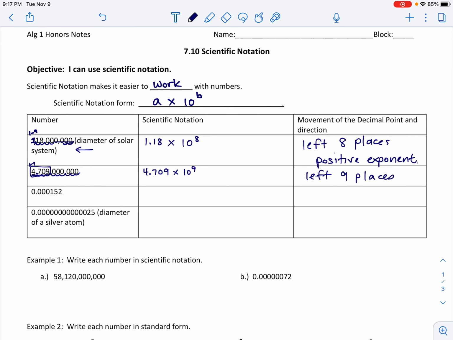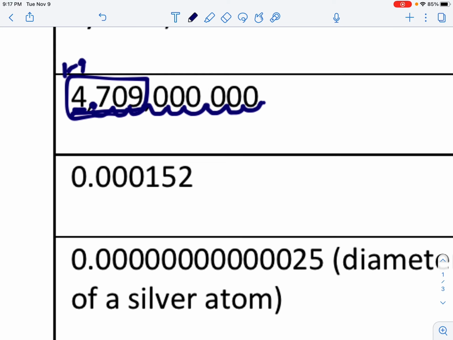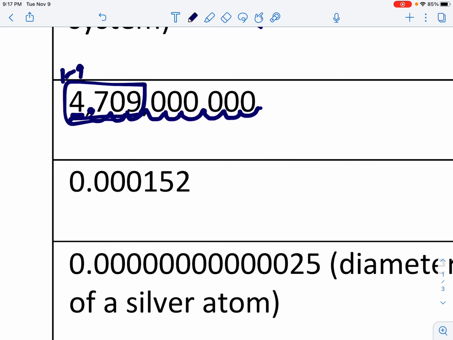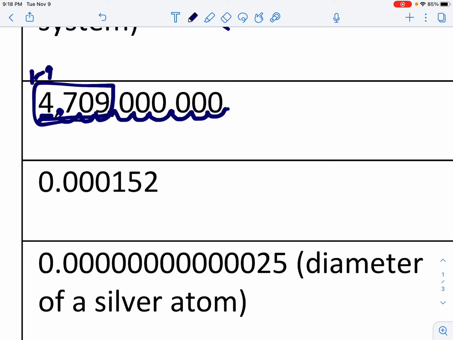All right, so those were two very large numbers. Now we're going to look at some really small numbers. This one is the same rule: you have to have a number between 1 and 9 before the decimal place. So we're going to move our decimal place to the first number that we come to.